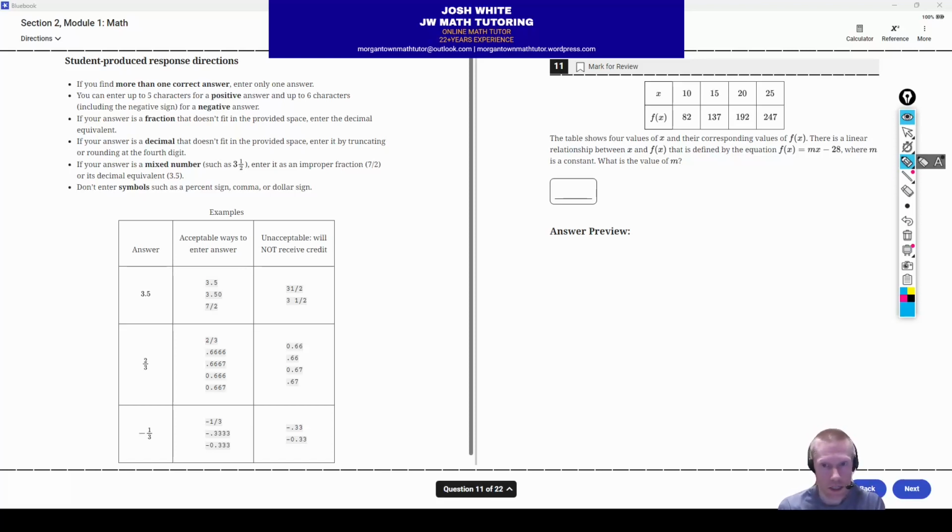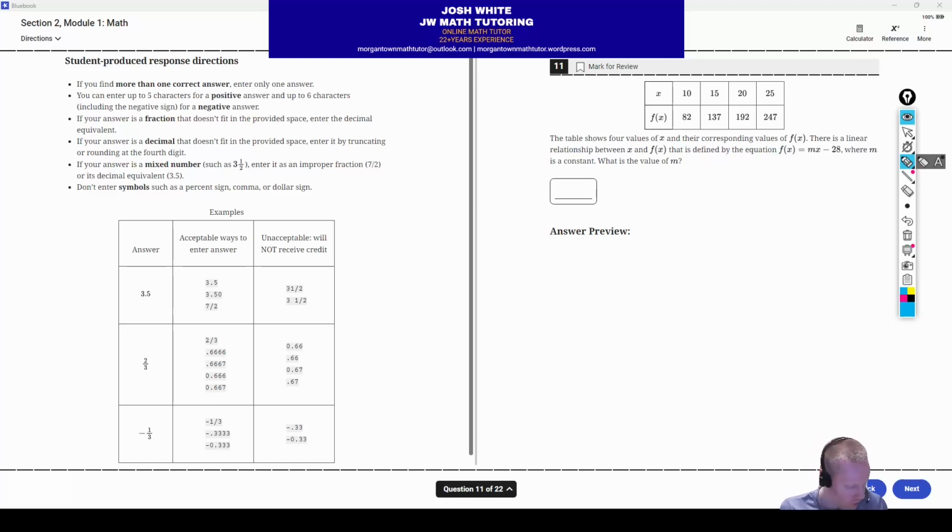All right, number 11. Here we have a table of values, and they tell us there's a linear relationship, so it's just a line between x and f of x. And they also tell us that f of x is in this form mx minus 28. So essentially, they give us points, and they already tell us the y-intercept, which is negative 28. They're just asking for the slope here.